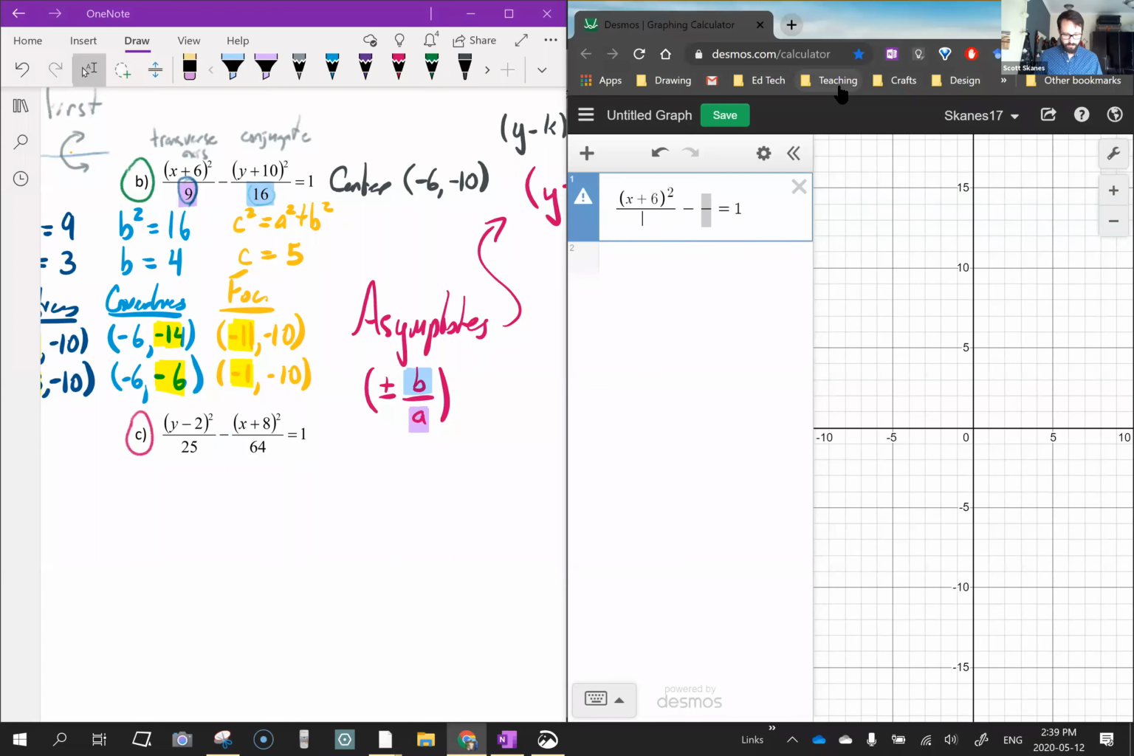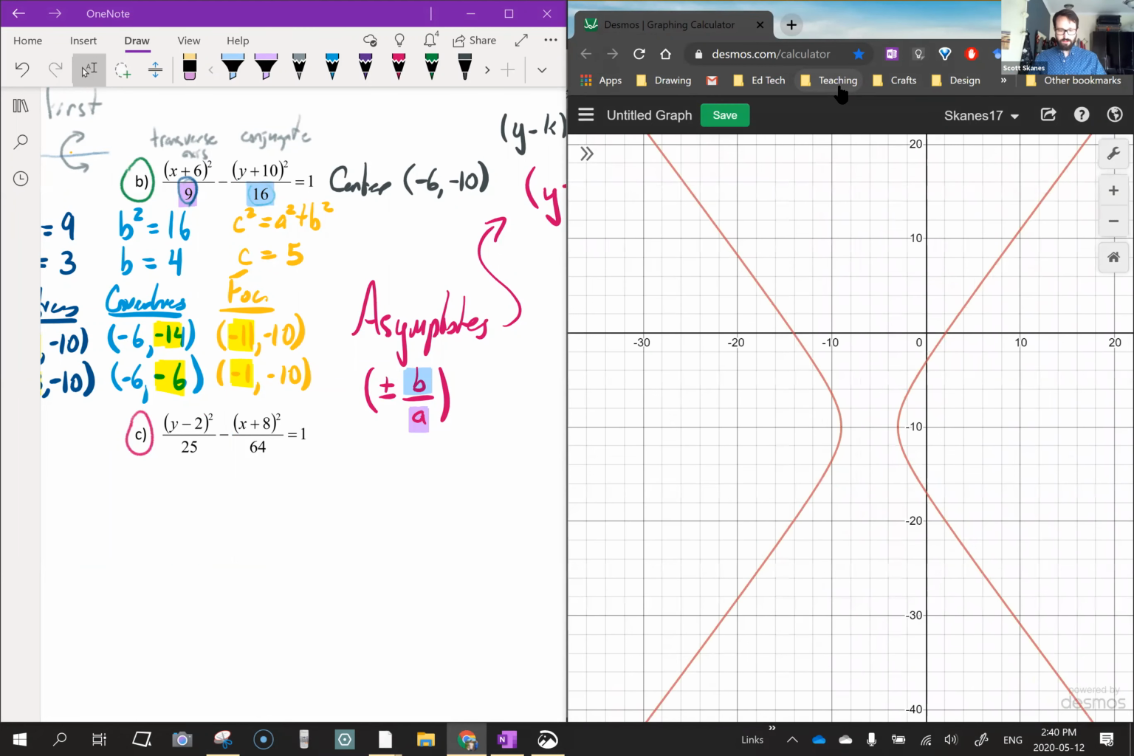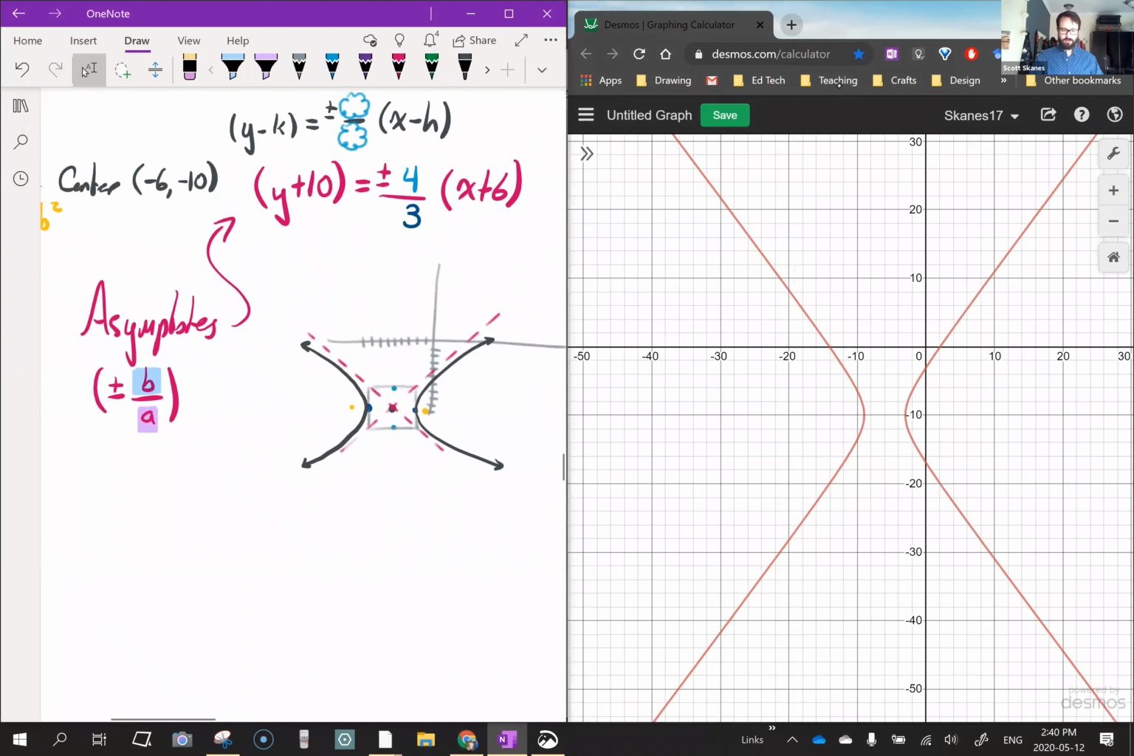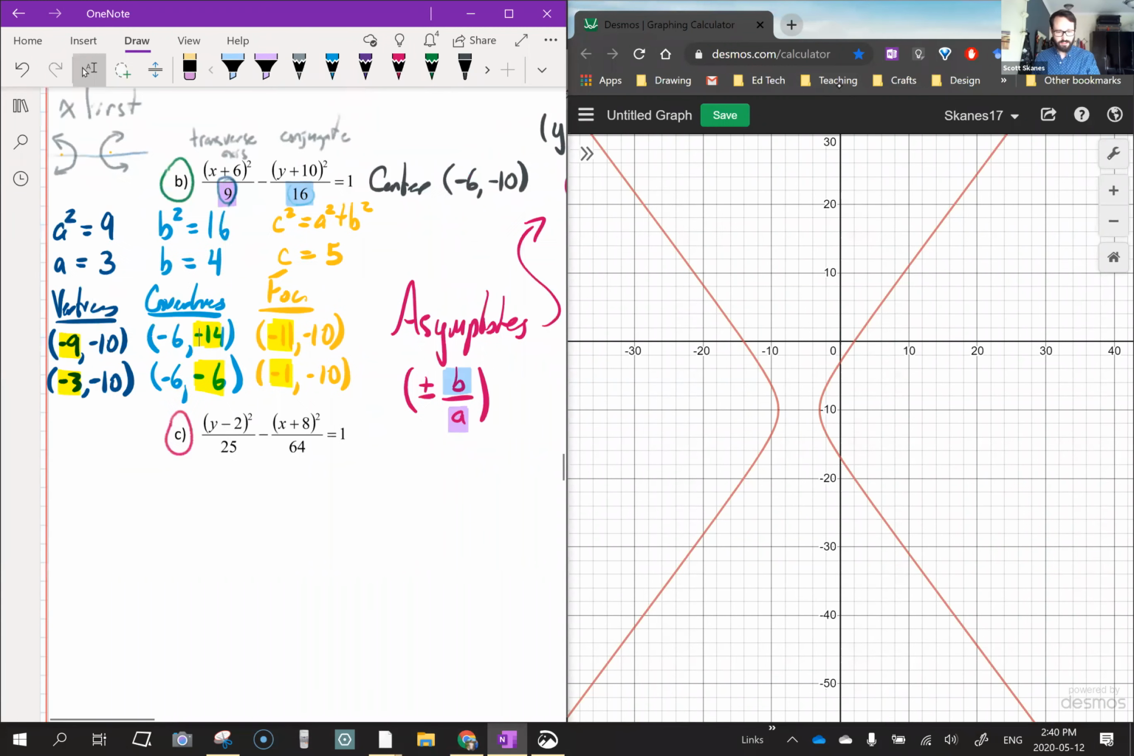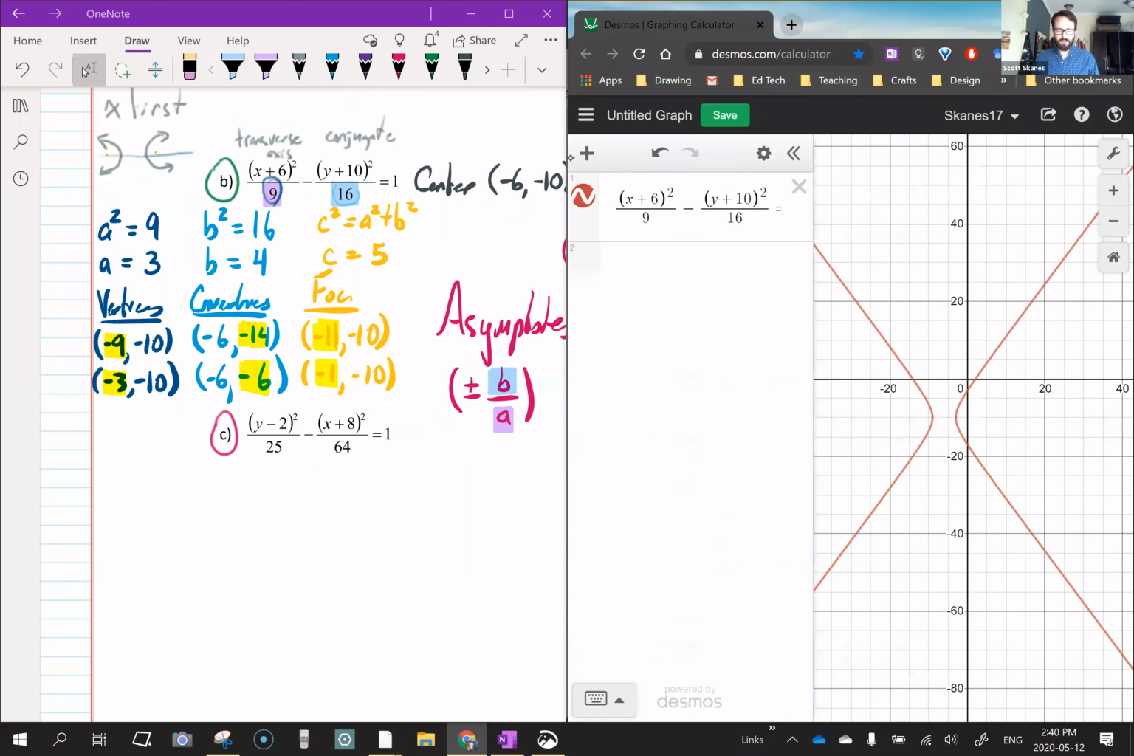Square that, divide that by 9. Y plus 10, square that, divide it by 16, and equals 1. Okay, look at this beautiful thing. That's much nicer than the one I made, but it's basically the same. How do I know it's the same? Well, I'm going to test a few things. I'm going to put in my vertices. I'll only do this once because it takes a bit of time, but I want to prove it to you. -9 and -10. Let's put that on there. Let's put -3 and -10. Oh, my vertices are labeled. How fancy.